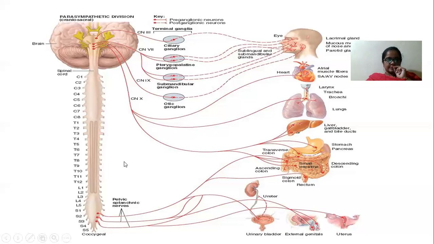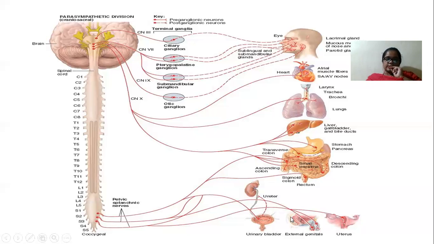Next thing is parasympathetic preganglionic neurons, which also extend from the sacral region, the sacral segments S2, S3, and S4. These also extend to the colon region, the transverse colon, the small intestinal region, the descending colon, the kidney, ureters, and the male and female genital organs, nothing but the reproductive organs.